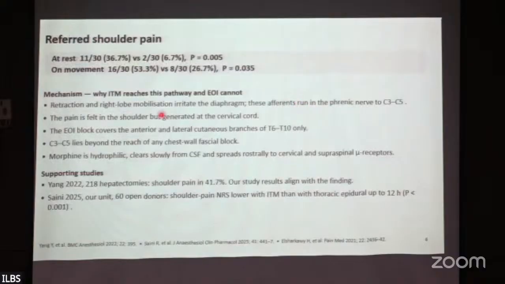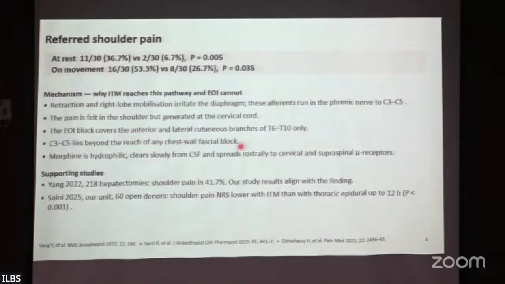Coming to referred shoulder pain, this is the main thing where the ITM reaches the pathway, whereas the EOI cannot. Retraction and right lobe mobilization will irritate the diaphragm. The afferents of the phrenic nerve, that is C3 to C5, run in this plane. This causes shoulder pain, and it is generated at the level of the cervical cords.